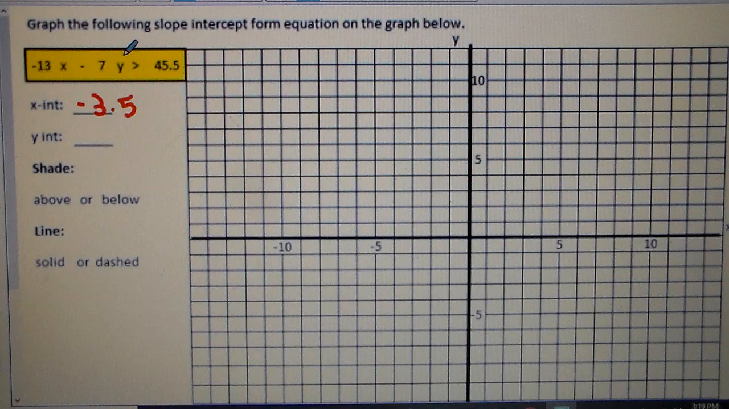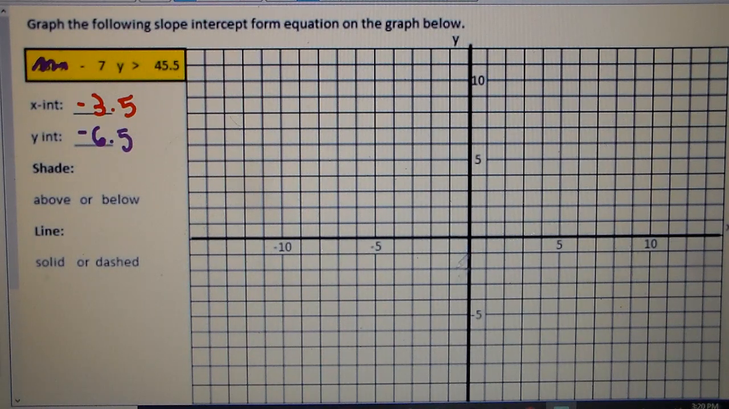Then to solve for the y-intercept, we put a 0 in for x, negative 13 times 0 is 0. And we have negative 7y is greater than 45.5, so I put that in a calculator, 45.5 divided by negative 7, and we're going to get negative 6.5. So my y-intercept is negative 6.5.